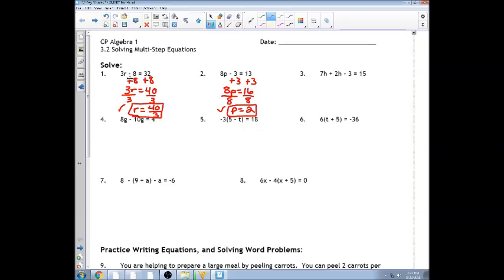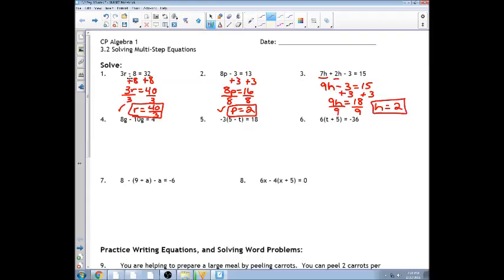3, my first step is going to be to combine like terms. So 7h and 2h would add to be 9h, minus that 3, not plus. This is h. So 9h minus 3 is equal to 15. From here I can add 3. 9h would equal 18. Divide by 9, divide by 9, h would equal 2. And again, I have already checked that. It does, in fact, work.